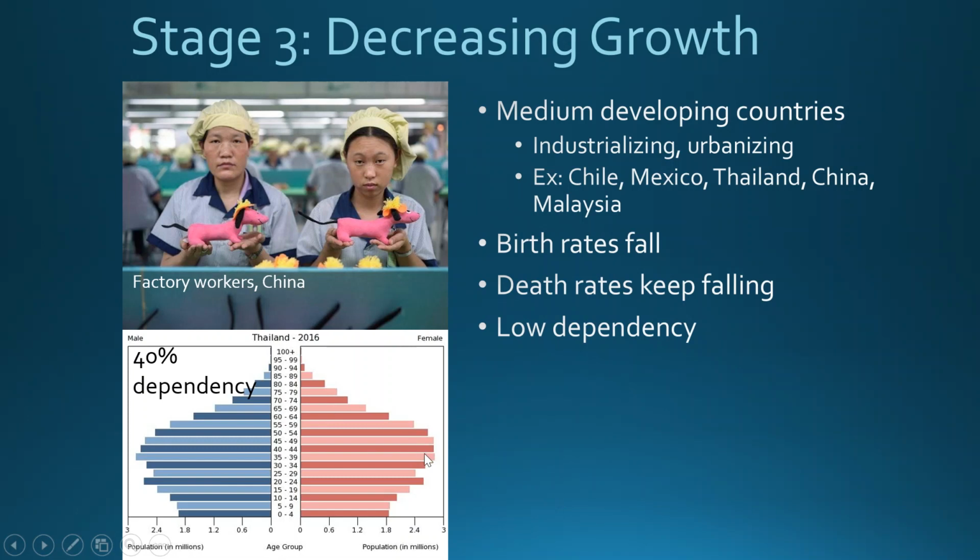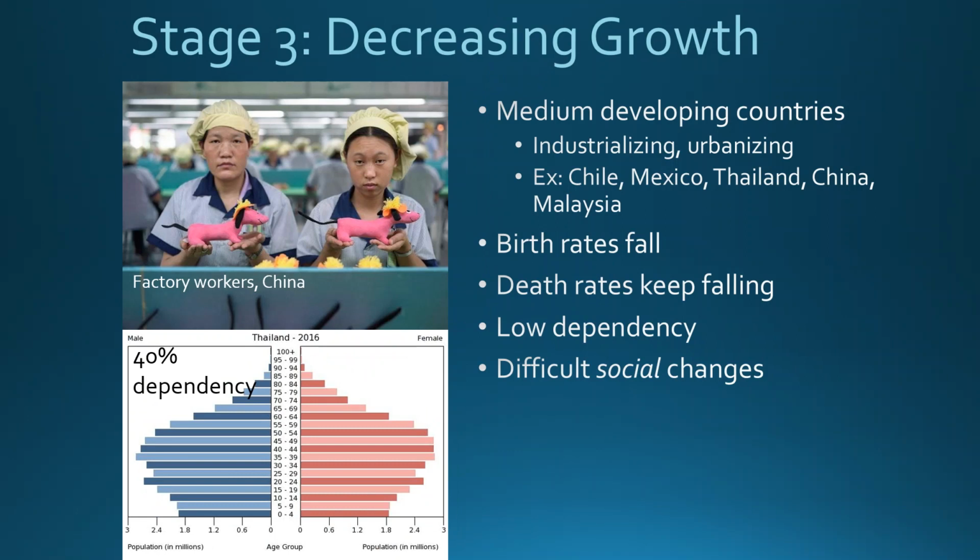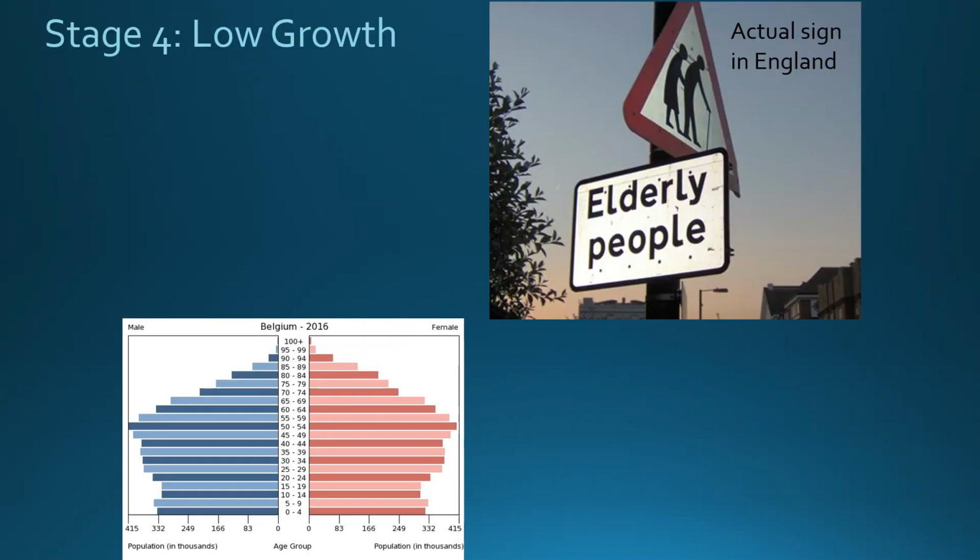right? So in Thailand, as opposed to in Afghanistan, you only have a 40% dependency as opposed to an 89% dependency rate. And lots of difficult social changes here, in that you are kind of switching from larger families to smaller families, switching from women in more traditional roles to women in the workplace.